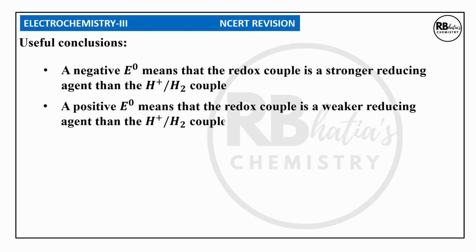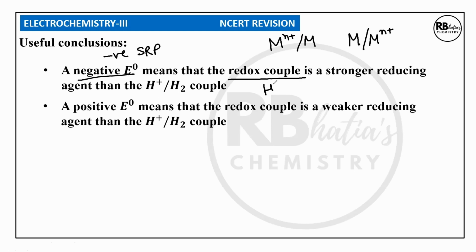of NCERT. A negative E naught means a negative value of standard reduction potential, means that the redox couple... what is the redox couple? All these are redox couples: metal, metal ion, or H plus, hydrogen. These are all redox couples. So the oxidized and the reduced forms written together, we call it a redox couple.